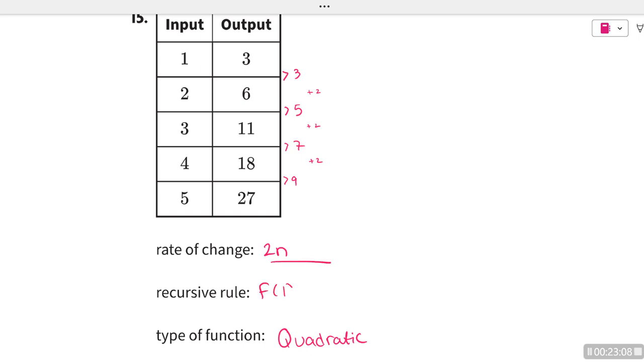So f of 1 is 3. So that means f of n is going to equal f of n minus 1 plus 2n. Let's see if we have to add to this, right? So let's test this out. I honestly think when we have a table, this is one of the fastest ways we can go about it. So if I use my f of 2, that means it's going to be f of 1 plus 2n. And we want to decide, are we adding anything else or subtracting anything else to the n?